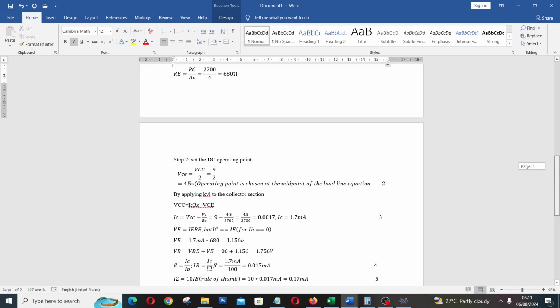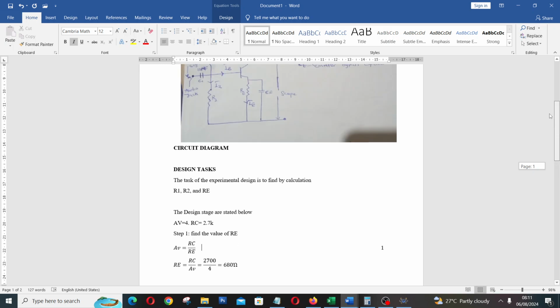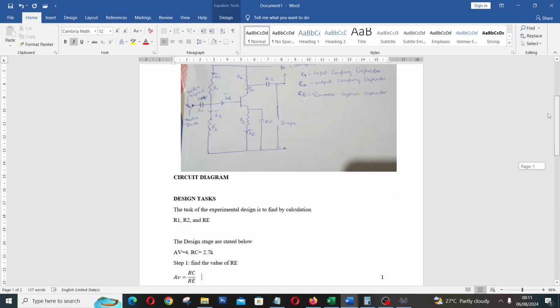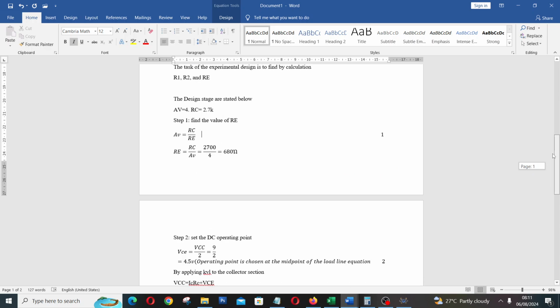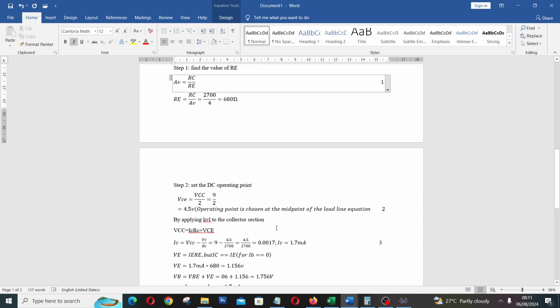So if you apply KVL to the collector section, VCC equals ICRC plus VCE, the voltage that is dropped across the collector and emitter terminals. So VCC equals ICRC plus VCE. If we make IC the subject of the formula in this equation that you are seeing here, we'll be able to find the value of IC.